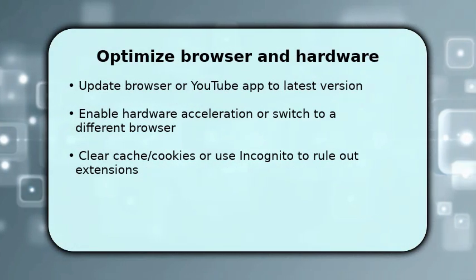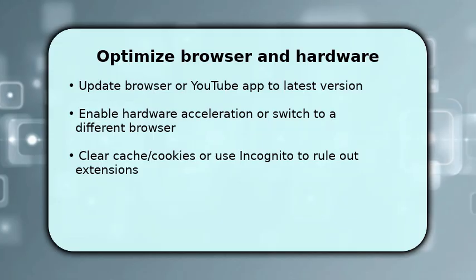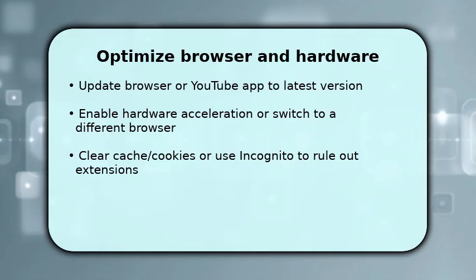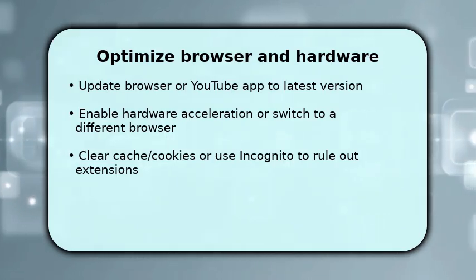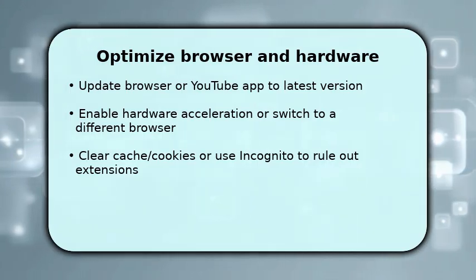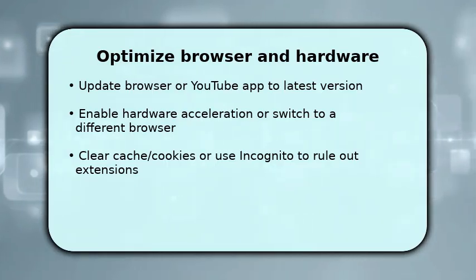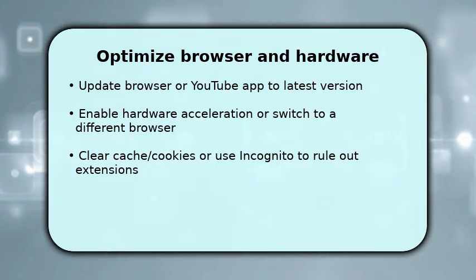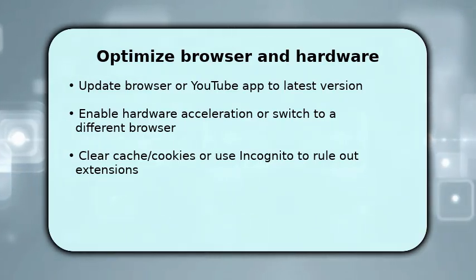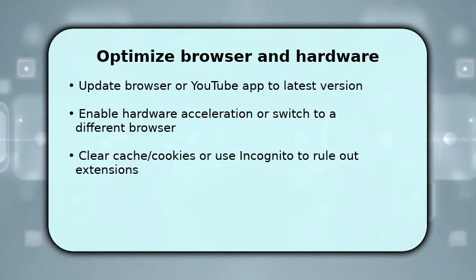Next, optimize the software layer. Update your browser or the YouTube app so decoding improvements apply. You should enable hardware acceleration in settings. This offloads video decoding to the GPU and reduces choppy playback. If problems persist, switch browsers to test differences. Once done, clear cache and cookies or open an incognito window to rule out extensions and corrupted data. Because a misbehaving extension can force lower quality or intermittent stuttering that looks like poor video quality.